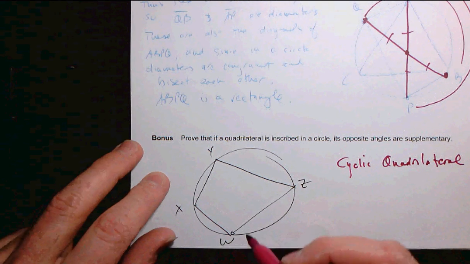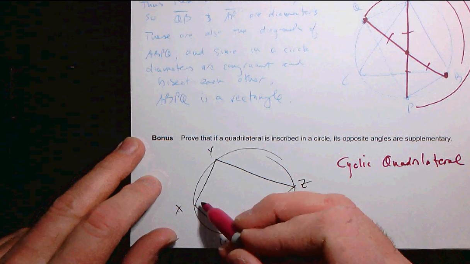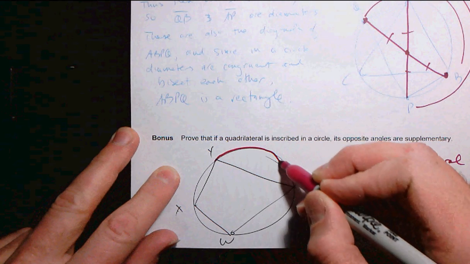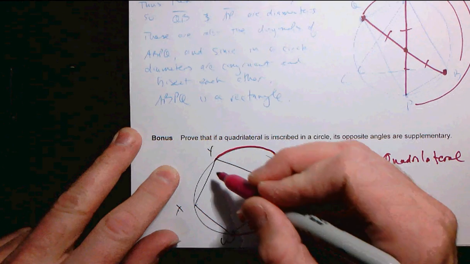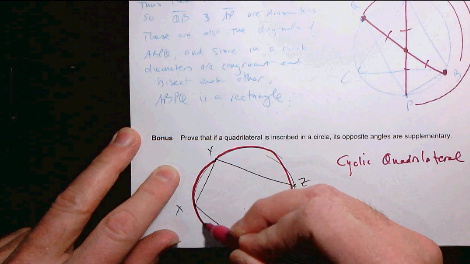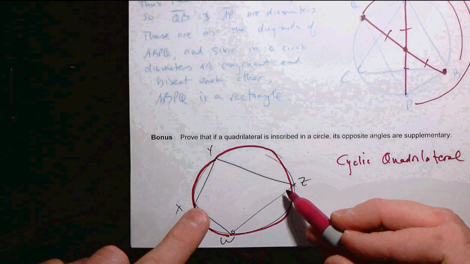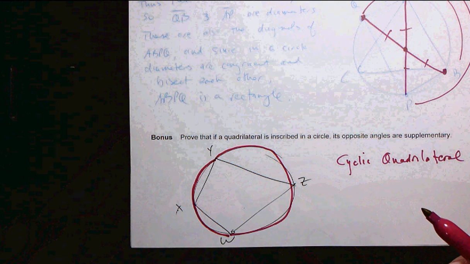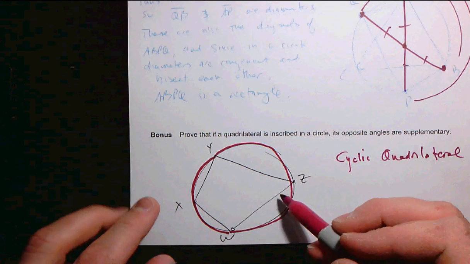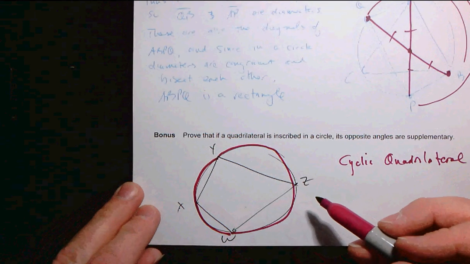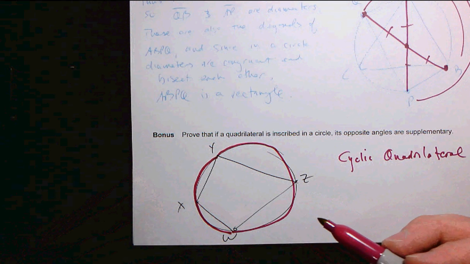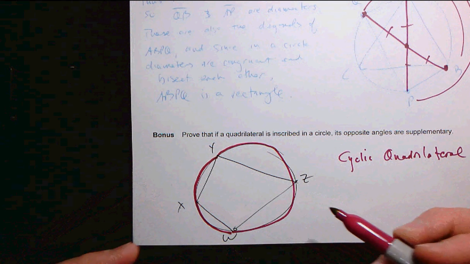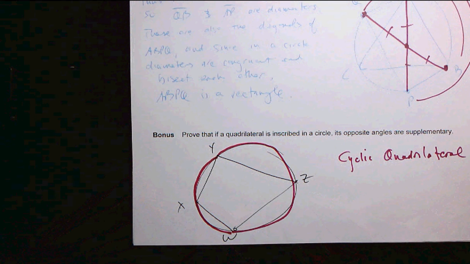The reason for that is if you look at two opposite angles, x intercepts this arc, and z intercepts the complementary arc. So these two angles together intercept the entire circle. The entire circle has measure 360 degrees. So both of these angles together amount to half of 360 degrees, which is 180 degrees. So these angles are supplementary.